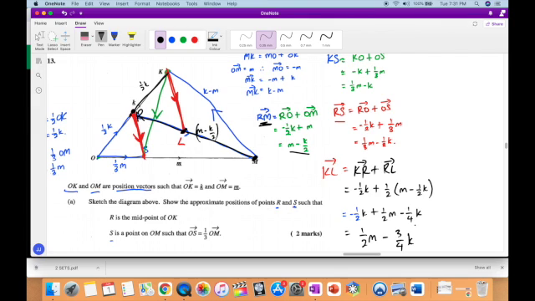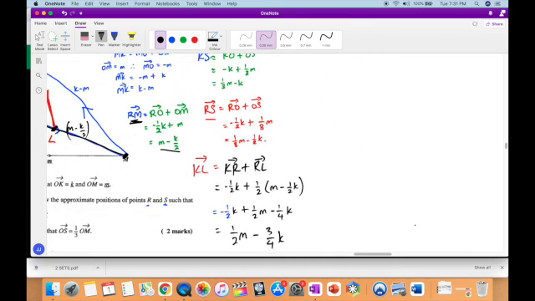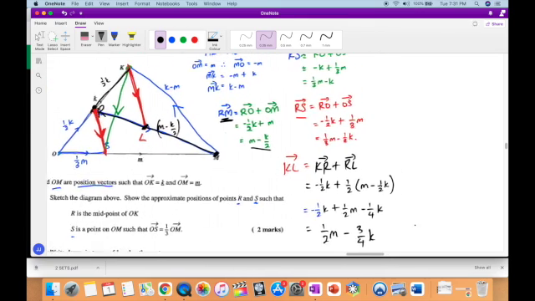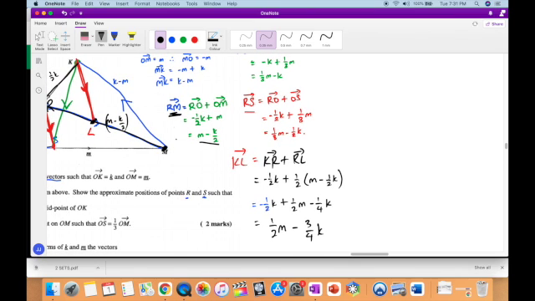Okay. So now let's look at both of them and see. We want to know if RS is parallel to KL. RS, we had found previously to be a third M, plus a half K. No, minus a half K. Sorry.